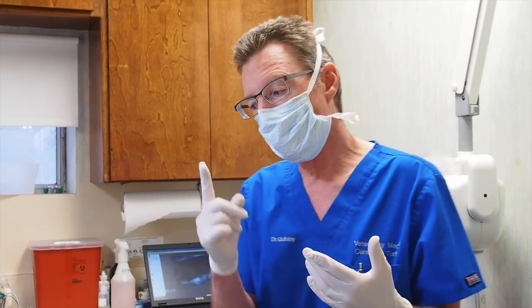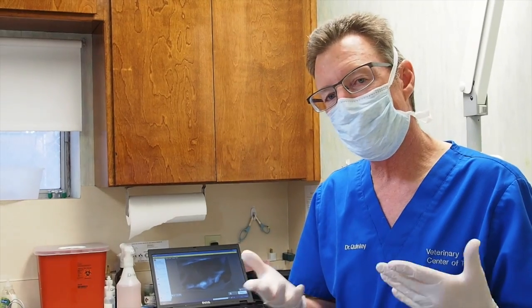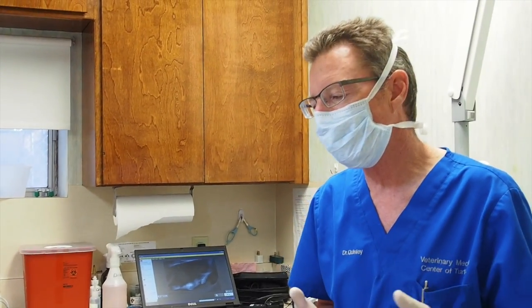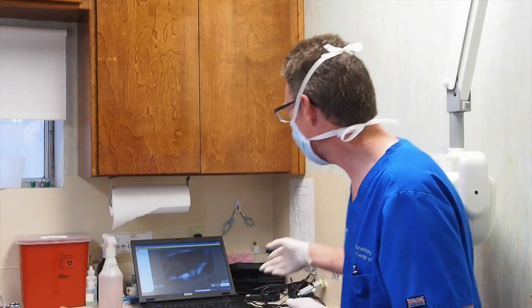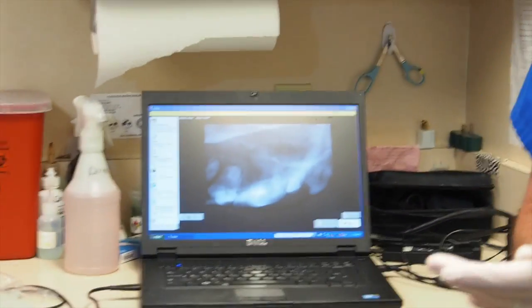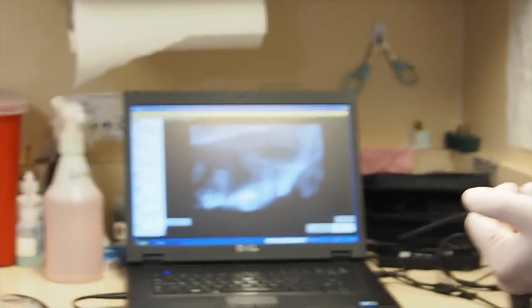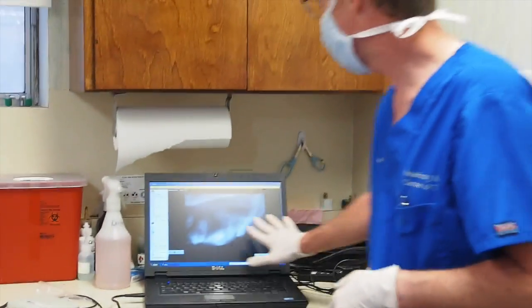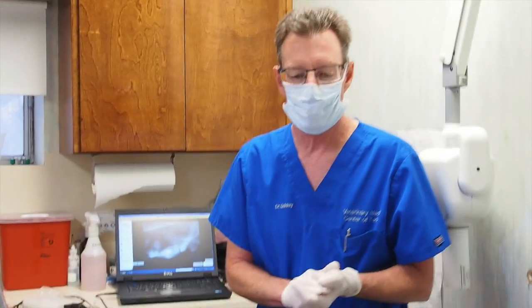After we do that, we also probe, looking for pockets, which are areas of infection that may go up under the gum line a little bit. We also take x-rays, which is a vital, absolutely 100% necessary part. And you can see here's an x-ray that Stacy just took on Jasper on the other side, because she just started cleaning his right side, and this is off the left side. This is some molars, so that's how we determine a lot of the dental disease.